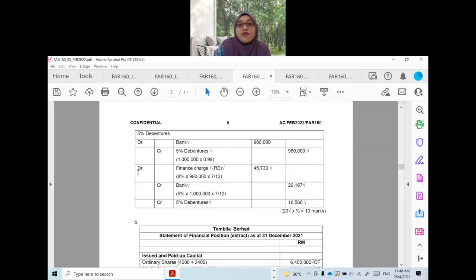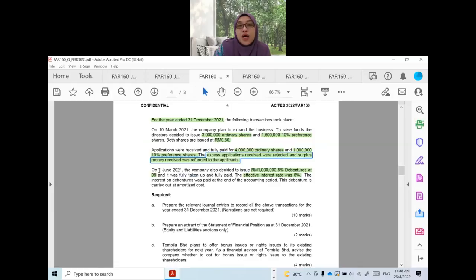Calculate the finance charge. How much is the finance charge? The effective rate 8% times the fair value 980,000 times 7/12. Why 7/12? Because you are issuing on 1st June 2021, so you are not occupied for the whole year. Since you are issuing in June, you are going to be charged for the interest starting from June until December. June until December is 7 months, right?